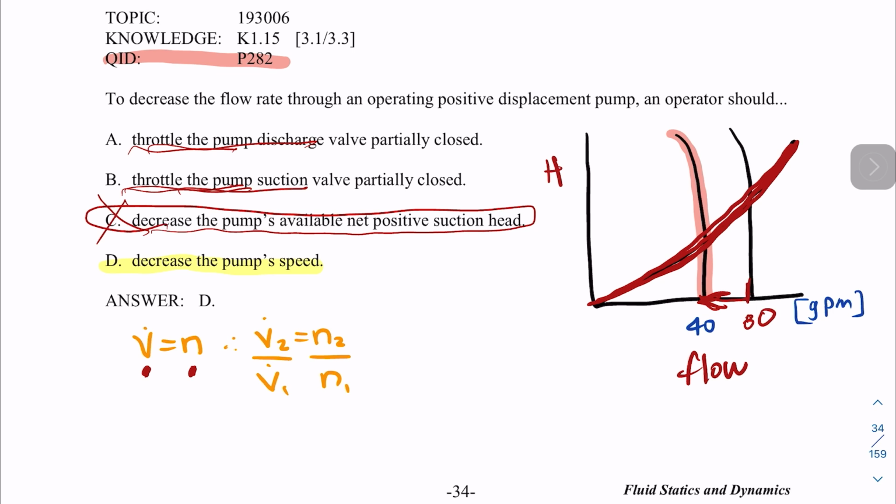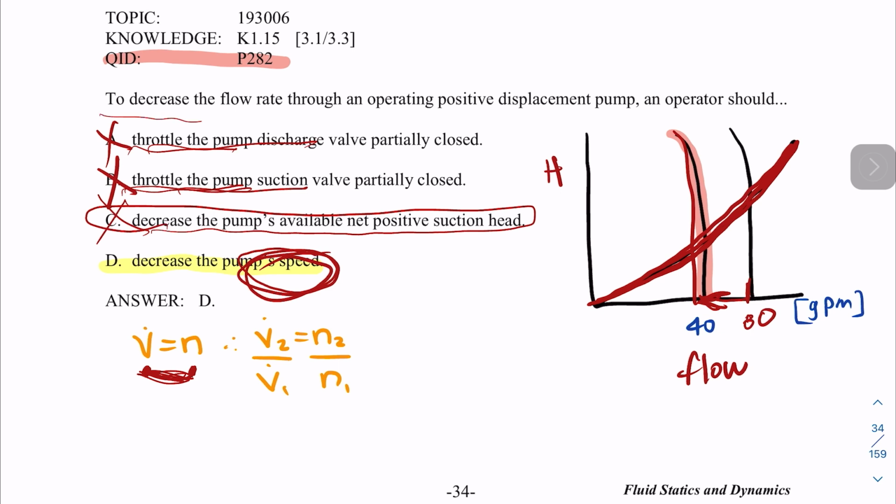Because the flow is the same. The flow stays the same no matter if we throttle anything in here. So one of the relationships that we know is the volumetric flow rate is going to be proportional to the speed. So what we need to do is to actually affect the speed, either if we want to increase or decrease, because we can go the other way around.